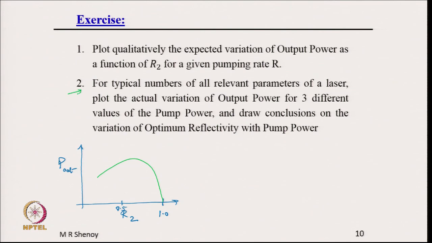Here I have given a second exercise for typical numbers of all relevant parameters of a laser. Plot the actual variation of output power for 3 different values of the pump power, that is pumping rate R, capital R, and draw conclusions on the variation of optimum reflectivity with pump power. So, if the power variation comes out like this as a function of reflectivity, then this value of reflectivity here is the optimum reflectivity, R 2 optimum.